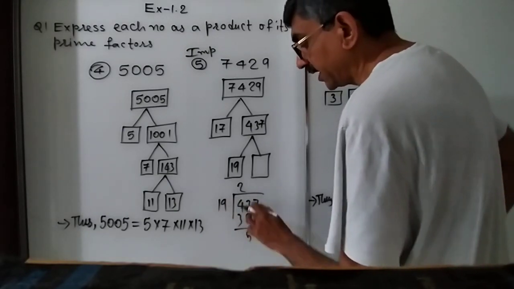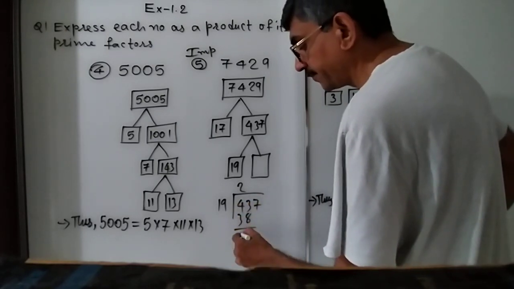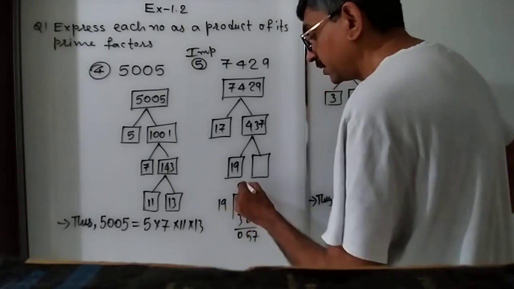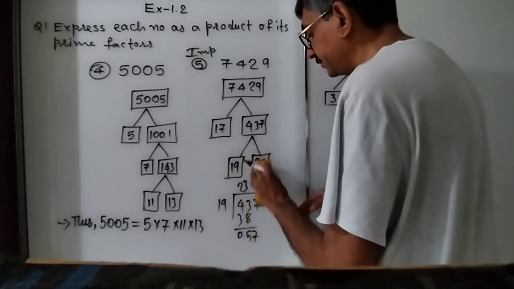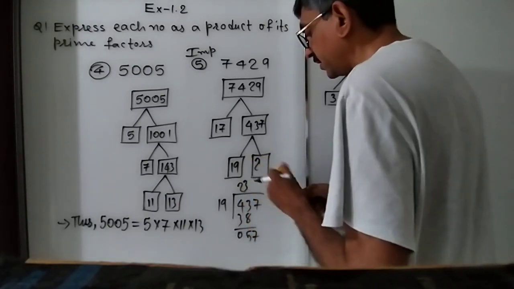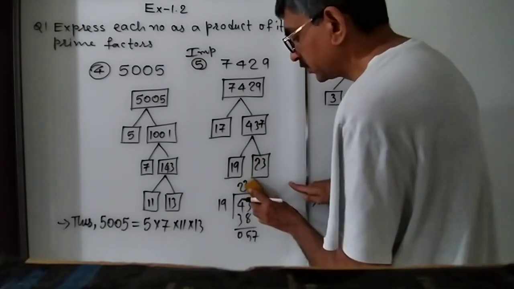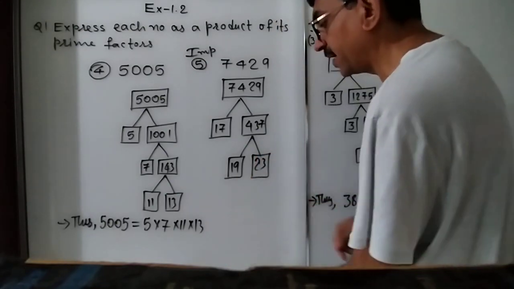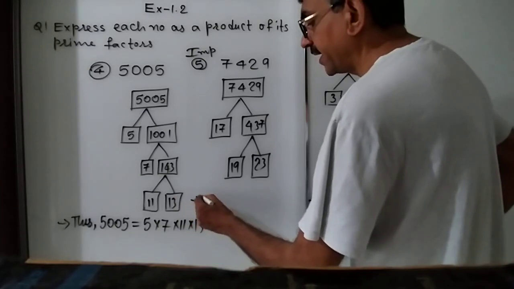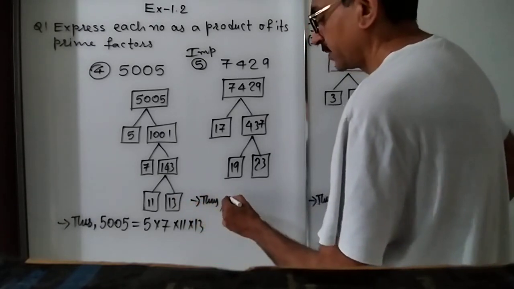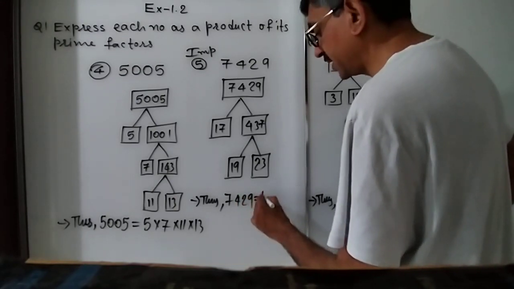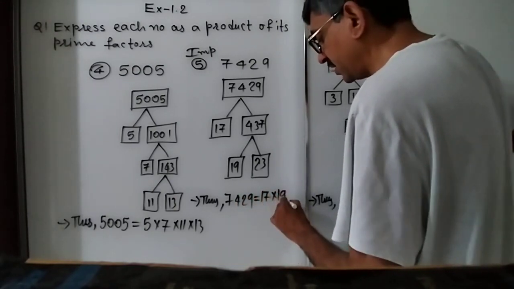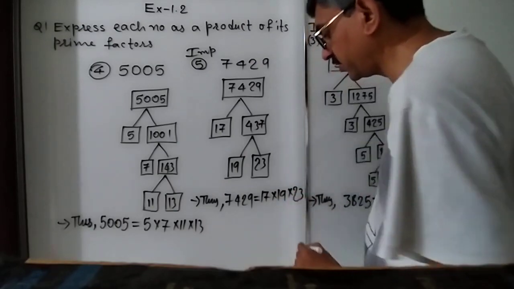19 2s are 38. 13 minus 8 is 5, 0, 7, 23. Sorry, 23. So both are prime numbers. So what can we write? Thus, 7429 is equal to 17 into 19 into 23.